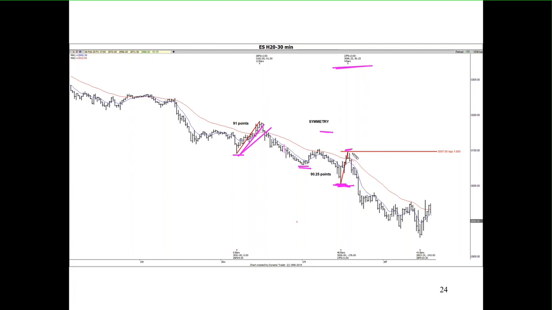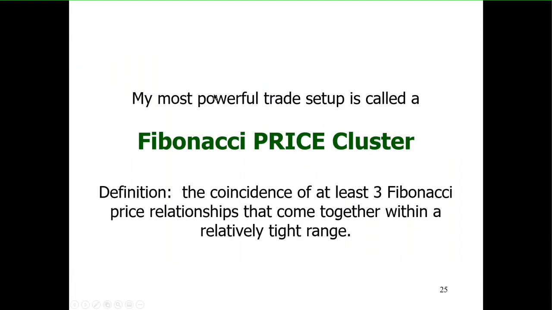That's close enough. And what you would typically do is go down to a lower time frame chart to look for a sell trigger against that resistance, and then you take the trade. And then where is your risk? Your risk is going to be defined above this high. All right, let's talk about price clusters. So again, my most powerful trade setup is called the Fibonacci price cluster.